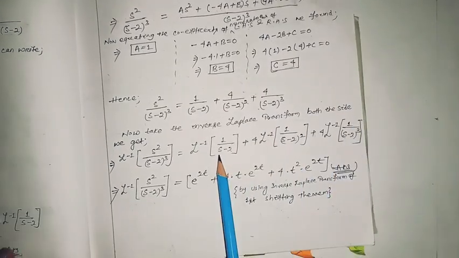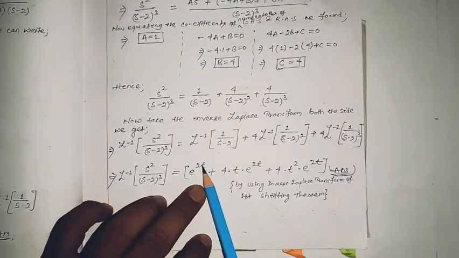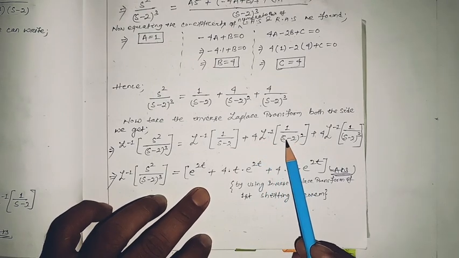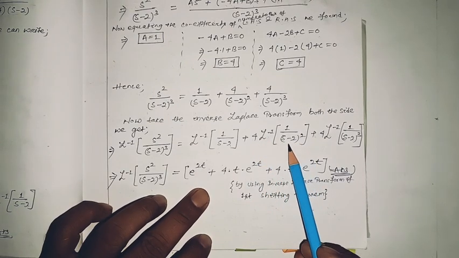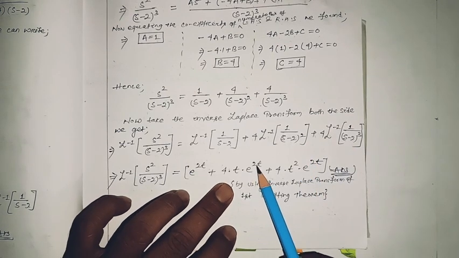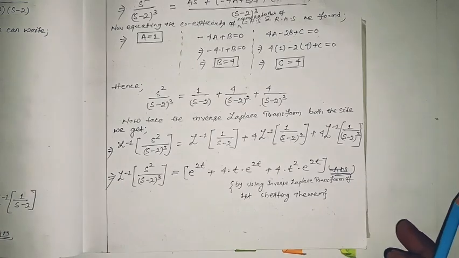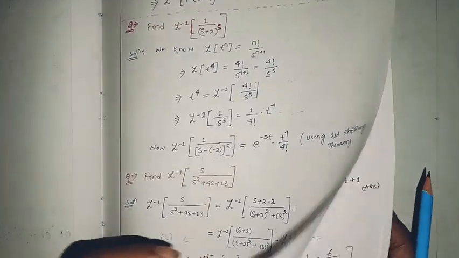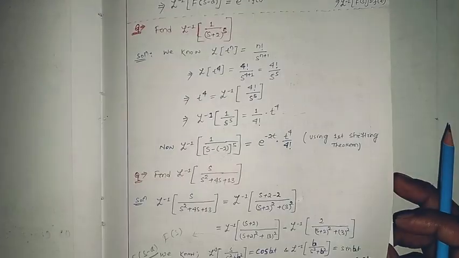So this is s minus 2, that means e to the power minus 2t. Here 4 is a constant. Inverse Laplace transform of 1 by (s minus 2) square, using the first shifting theorem, this will be t e to the 2t. Already we know very well, by using the first shifting theorem, this one.